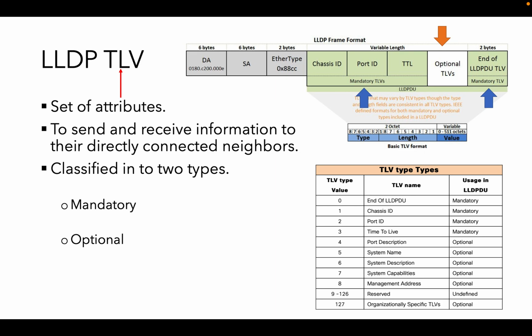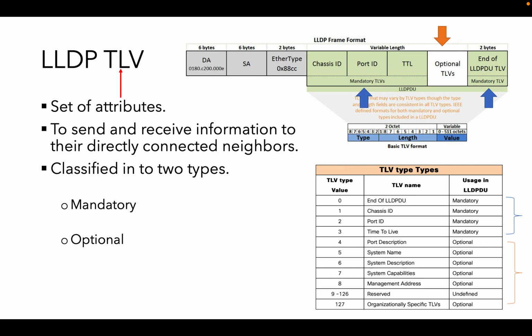In mandatory TLV, we have end of LLDPDU, and chassis ID TLV, which is nothing but the identifier of the chassis, where the chassis ID subtype is a MAC address. We also have port ID TLV, which is the identifier of the port, and time to live TLV.